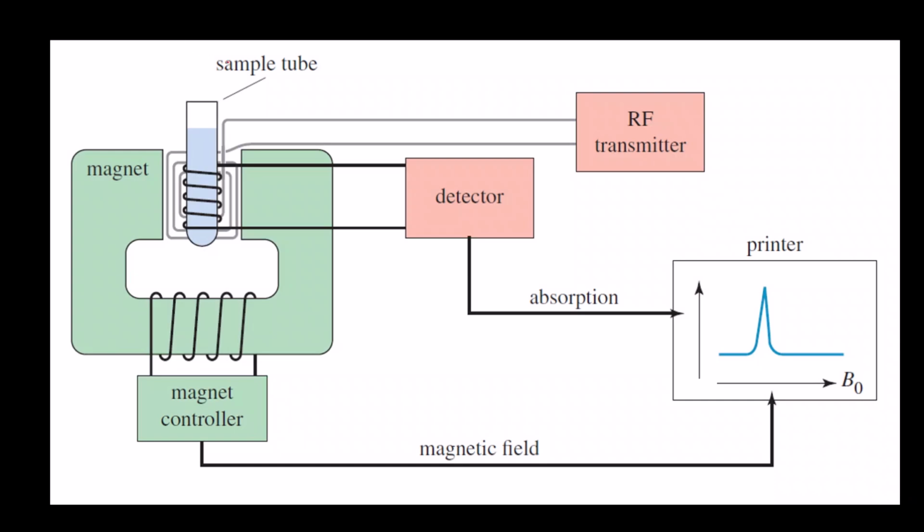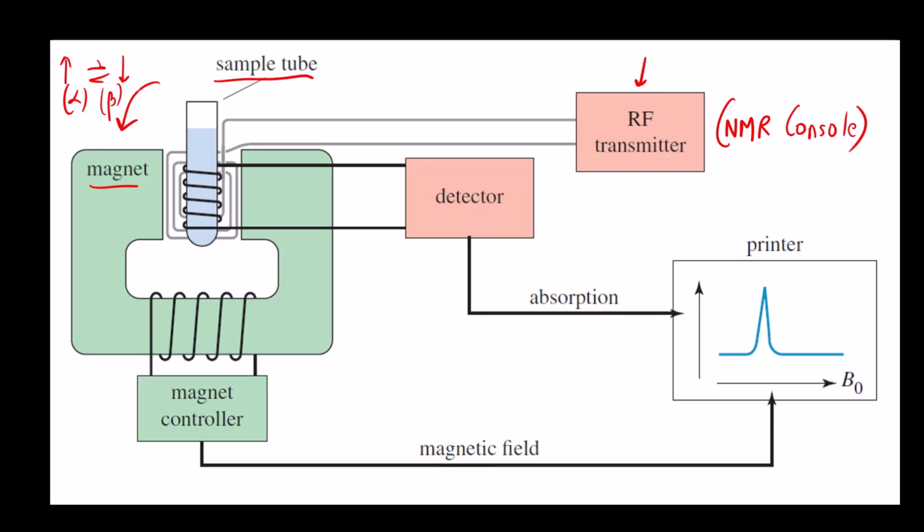Talking about the block diagram, again there is a sample tube that is subjected to the magnetic field with the help of a superconducting magnet, plus there is an RF transmitter. Where is this present? It is present in the NMR console. And as we saw in the principle, there will be spin flipping from the alpha to the beta state, the spin flipping of the nucleus.